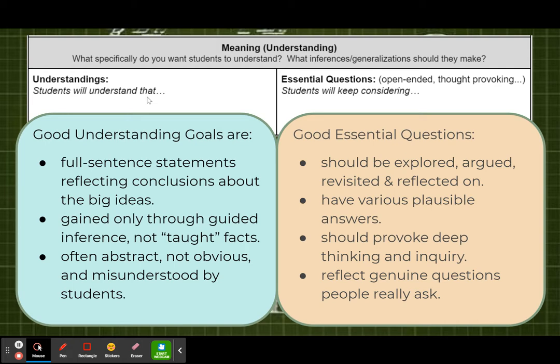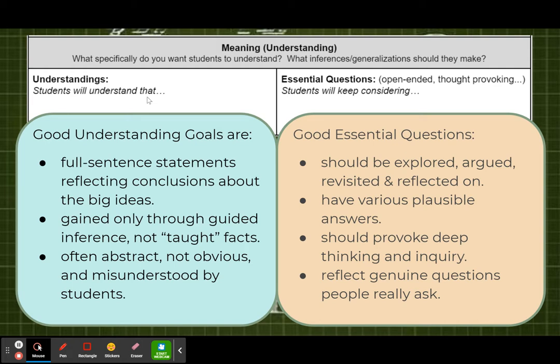So students have to be given opportunities to make these inferences kind of on their own, but through your coaching and the learning activities that you and your team provide to students so that it guides them to make those inferences. Finally, good understanding goals are often abstract, not obvious, and misunderstood by students. And you'll see we have a science example coming in hot that I would say is a pretty good example of a misconception that students might have that can be turned into an understanding.